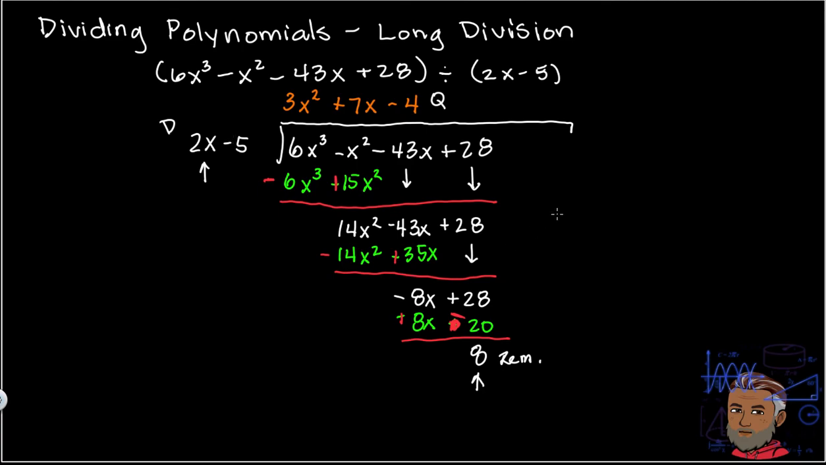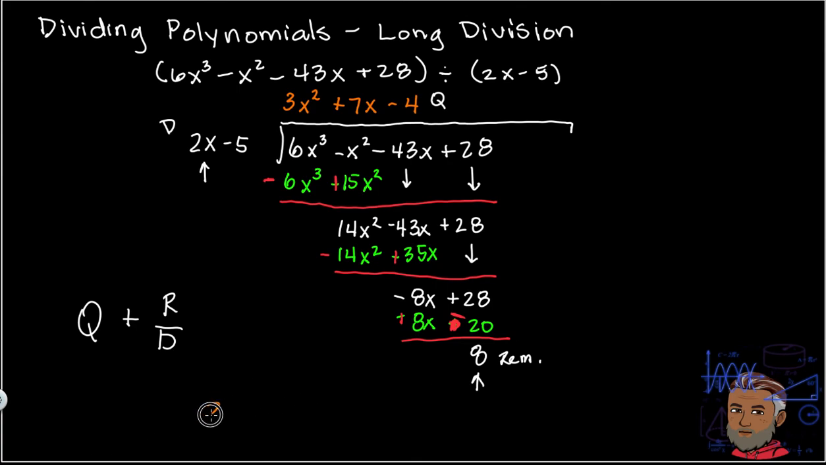We're dividing by that. So the way that we're going to write our answer is we're going to take our quotient and add the remainder divided by what we divided by. So we're going to say the quotient plus the remainder divided by what we divided by. Okay, so the remainder over what we divided by. So let's write this out.